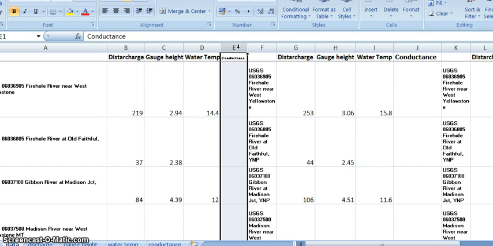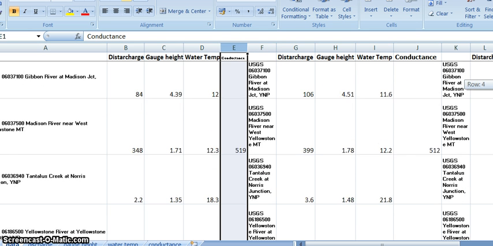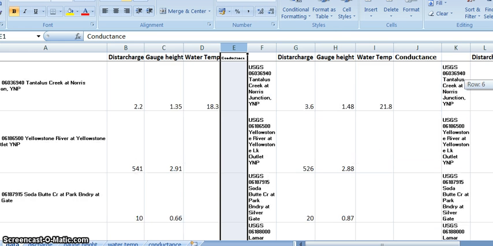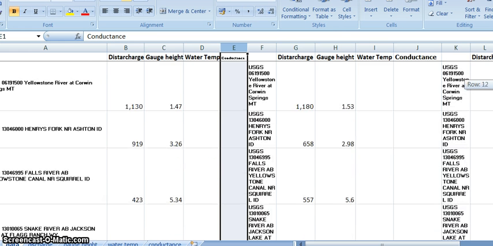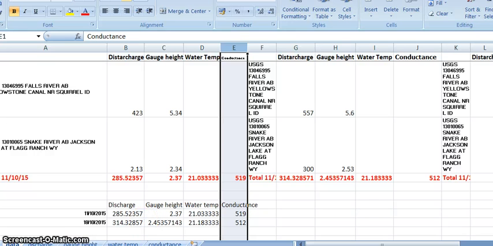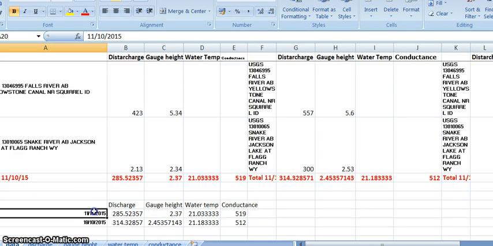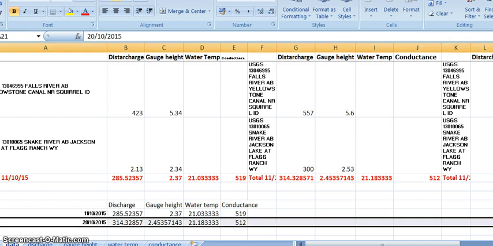So they must have some way of passing electricity through the water, and to test how good it is at conducting electricity or not. Now I made a little start on this last week, but this week we have new data to input. As you can see, the 11th, and we are now on the 20th.